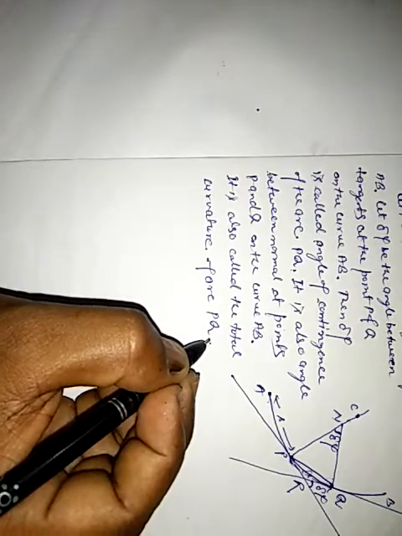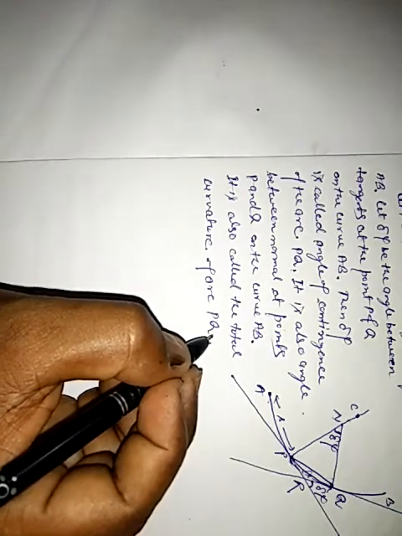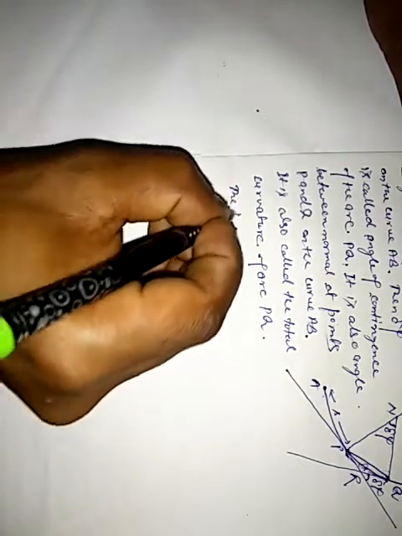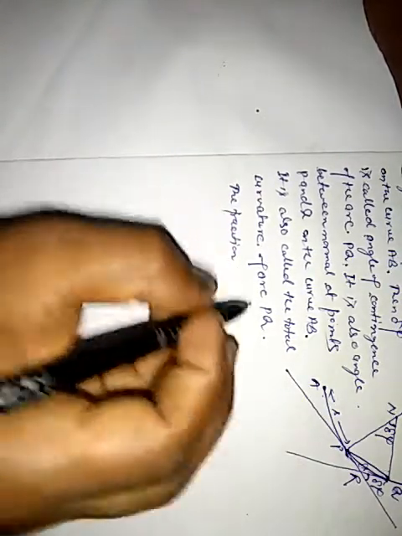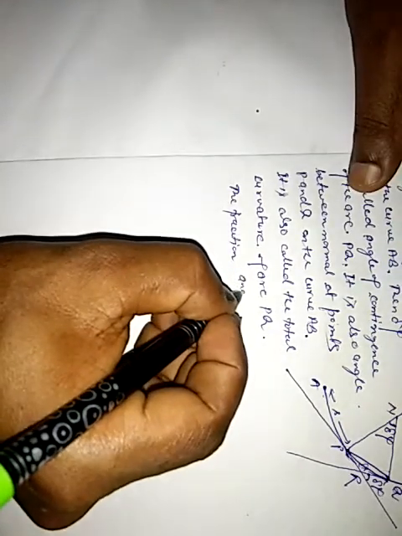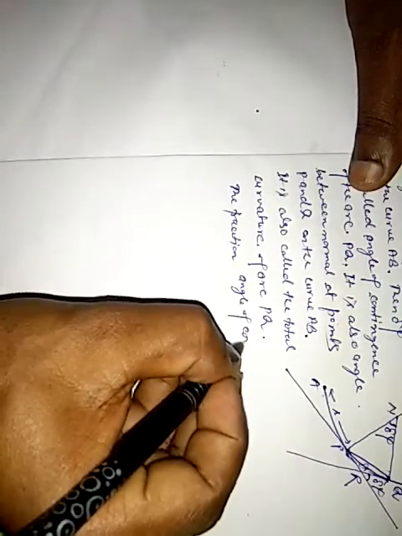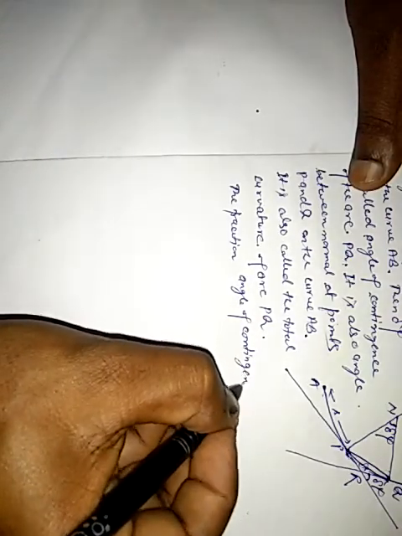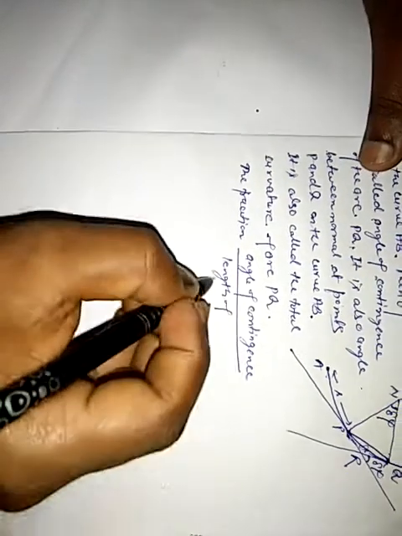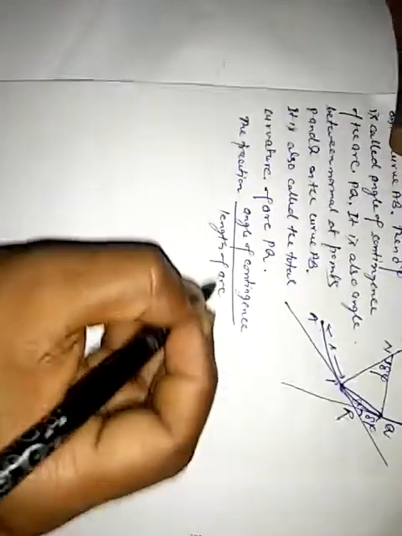And now we take the fraction: the angle of contingence upon the length of arc, which is equal to delta psi upon delta s, is called the average curvature.